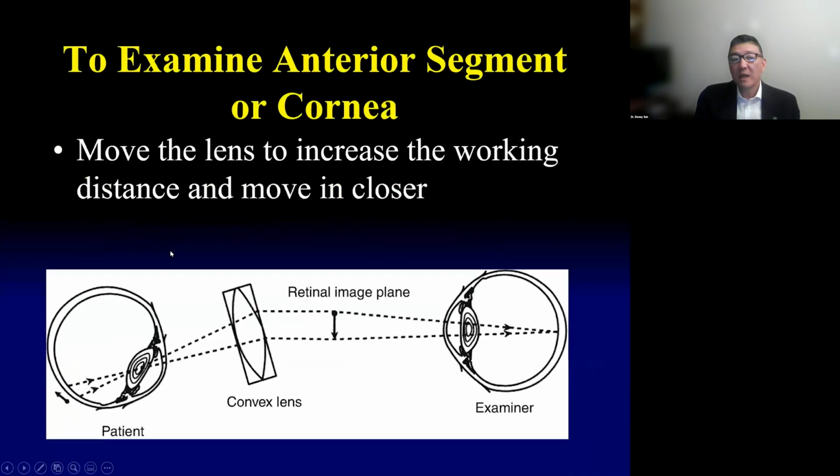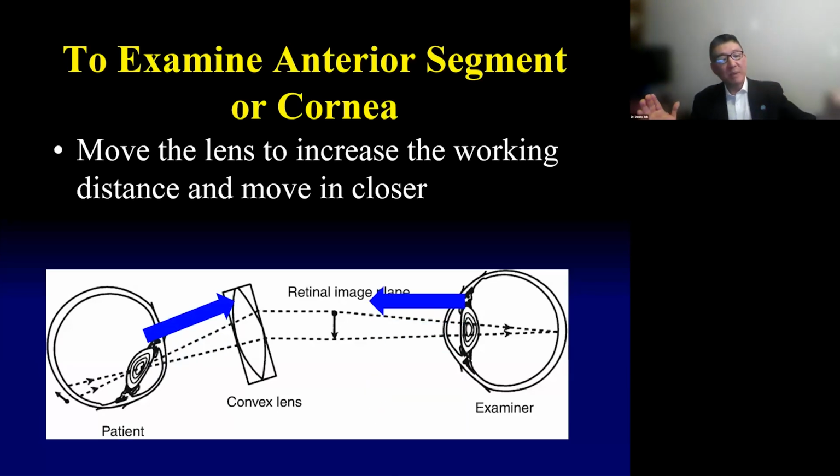We just talked about that. And to examine the anterior segment or the cornea, or if you want to have a magnified view, what you do is hold the same lens and move it further away from the cornea or the eyeball, and then you move closer. So the lens gets closer to you, and then you move closer, and that's how you magnify the image and move that focal point to the anterior segment, so you can see a magnified view.